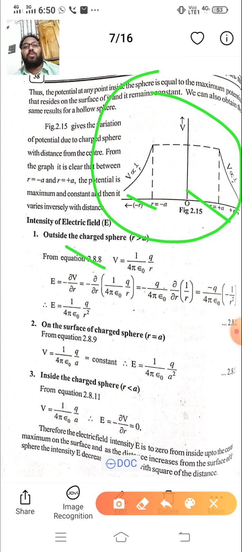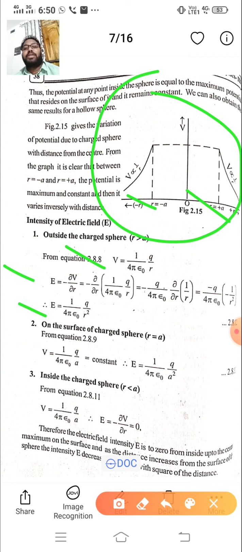Already we know by the definition that V equals 1 by 4 pi epsilon into Q by R, and the relation between E and V is E equals minus dou V by dou R. Substituting the V value in the above equation, we get E equals 1 by 4 pi epsilon into Q by R square, as if the charge were at the center point.